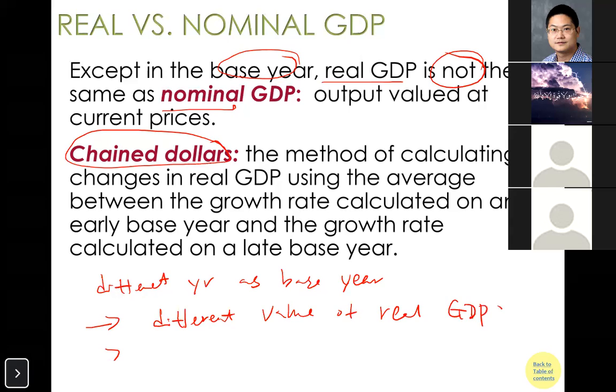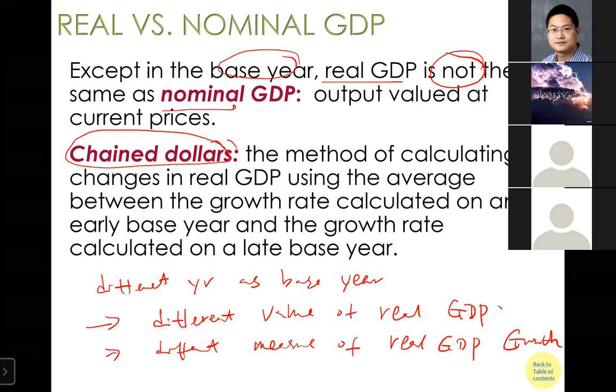That's going to give you different measures of real GDP growth. So that imposes a challenge for us. We are going to end up with different growth rates. How should we report the number? This chained dollar is exactly used to solve that problem.